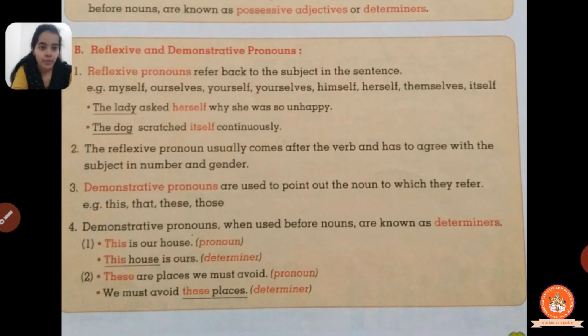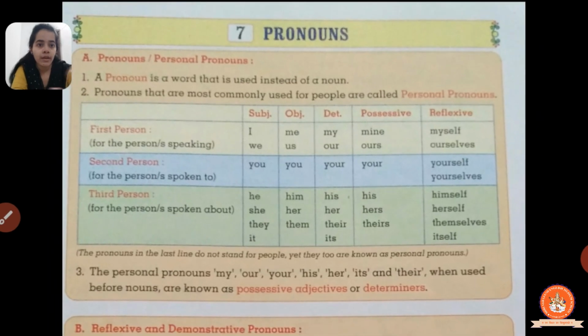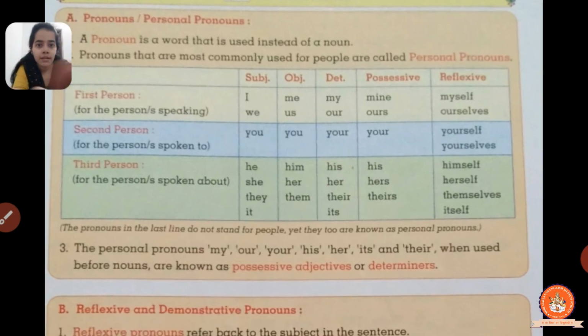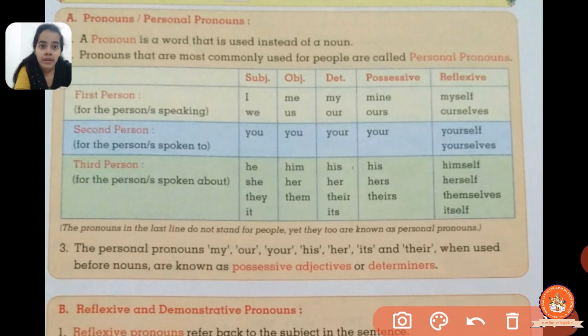All right, students. So here we have seen two types of pronouns: reflexive and demonstrative pronouns. Now we'll read this table, how we use the pronouns for the first person, second person, and third person. Here is a table given. So what is first person? First person means the person who is speaking. I'll explain that.